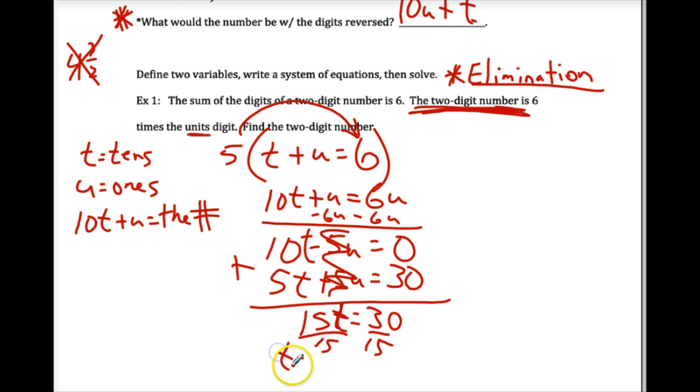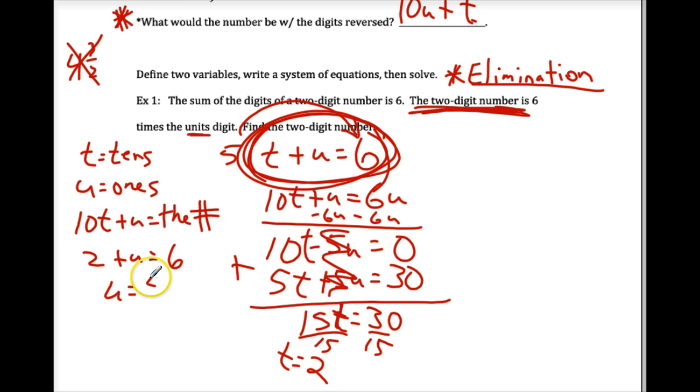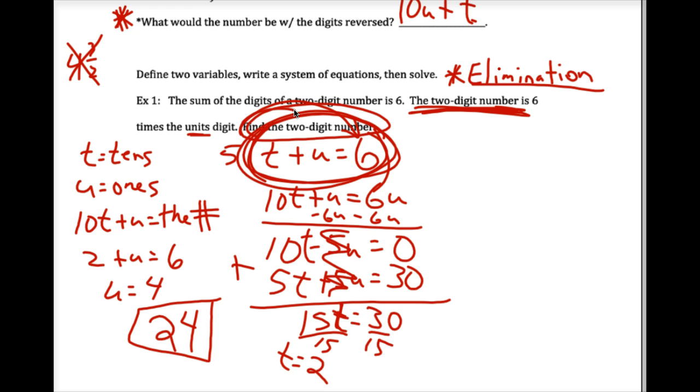So t equals 2. Now, I'm going to use this equation to figure out what u is. 2 plus u equals 6. How many people got u to be 4? Okay, what's the 2-digit number? 42. No, 24. The tens digit is 2. The ones digit is 4. You've got to put them together and say the number, because the question says, find the 2-digit number.